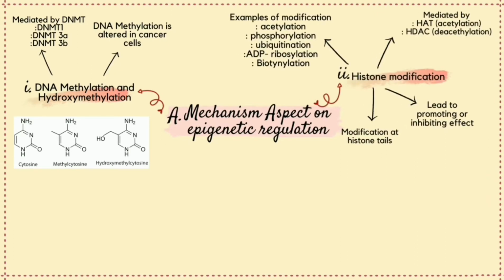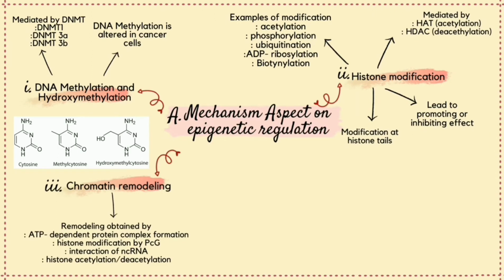The second mechanism is histone modification. Normally, the modification process will take place at the histone tail. For the acetylation process, it is mediated by HAT, which is known as histone acetyltransferase, while the deacetylation process is mediated by HDAC, which is known as histone deacetylase. Other examples of histone modification are phosphorylation, ubiquitination, ADP ribosylation, and biotinylation.